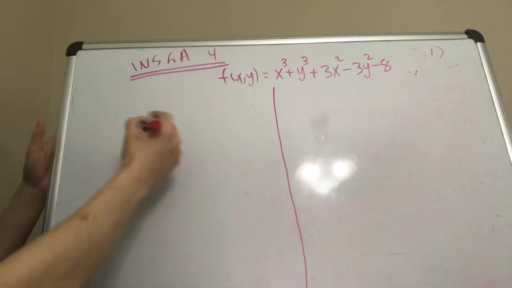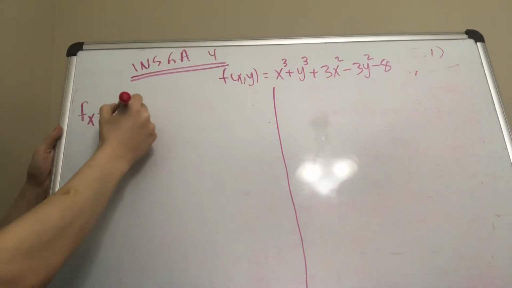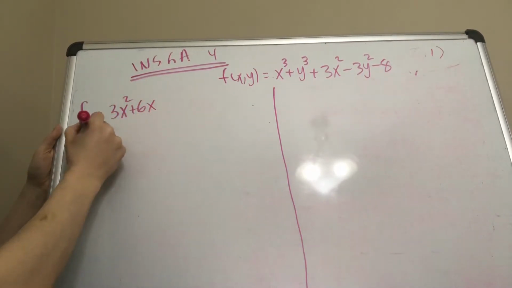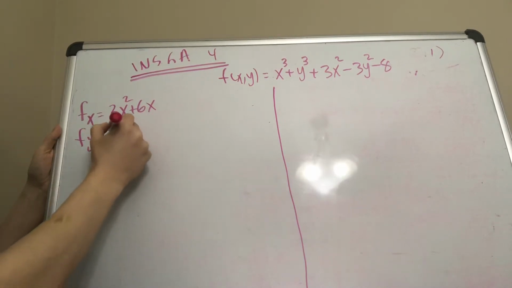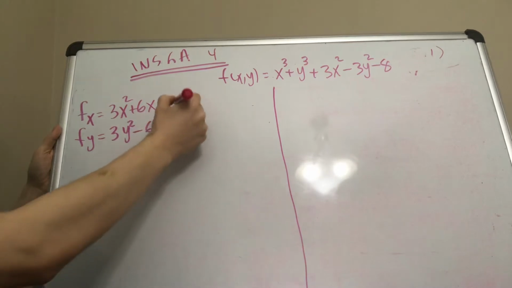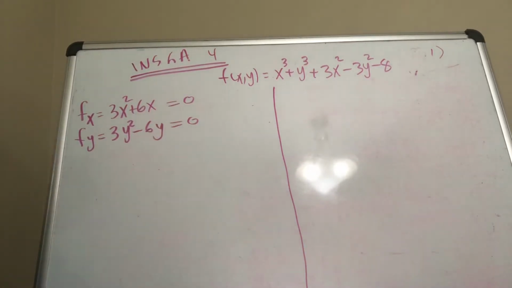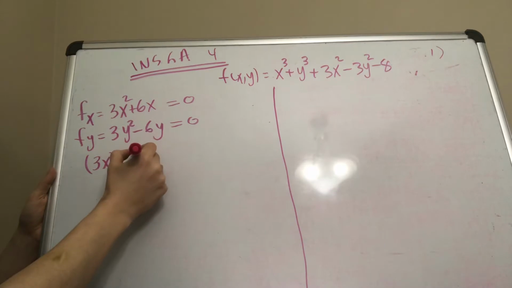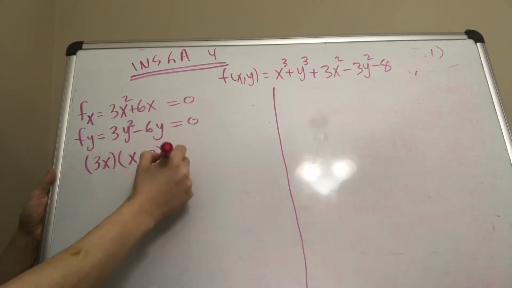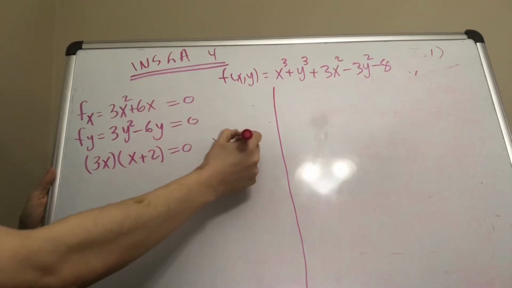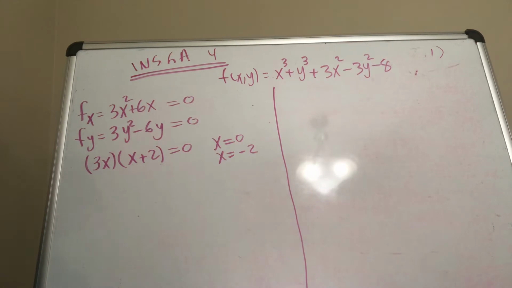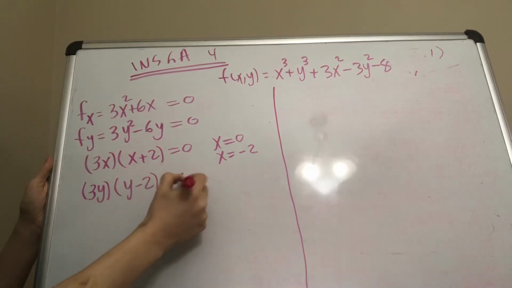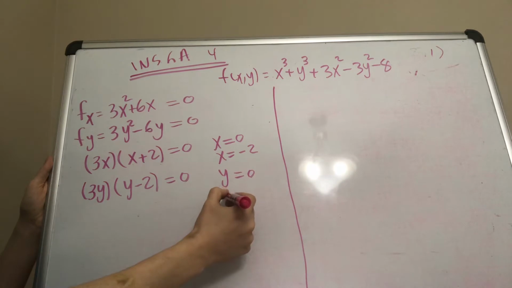Okay. First, we find the derivative with respect to x. That's 3x squared + 6x. And we find the derivative with respect to y: 3y squared + 6y. We set both to equal 0. If I take the first one, I can take 3x as a common factor. That would leave me with x plus 2, meaning that either x is 0 or minus 2. If I take the second one and take 3y as a common factor, then y is 0 or minus 2.